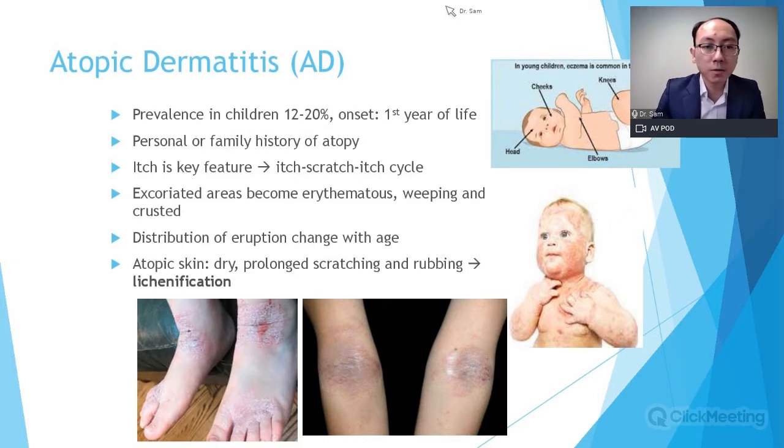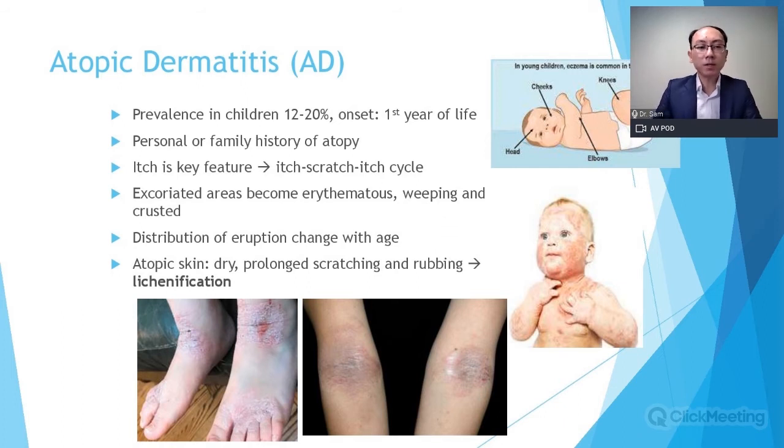Okay, so let's look at atopic dermatitis. Atopic dermatitis is a very common condition in our pediatric patients, especially after 1 month of age. The prevalence in children is around 10 to 20%. Sometimes some physicians use the term eczema. Most of the time it is used interchangeably, but officially we prefer to use atopic dermatitis, to tell you that this is an atopic disease.